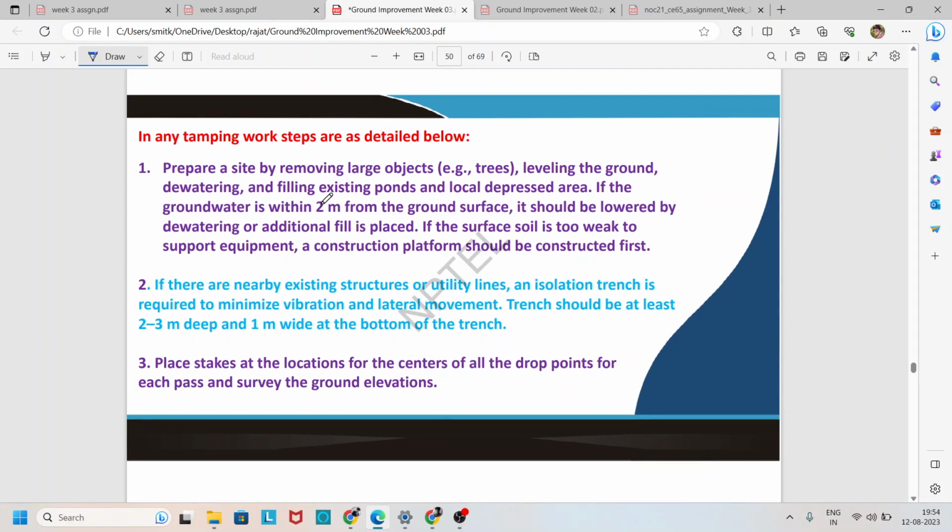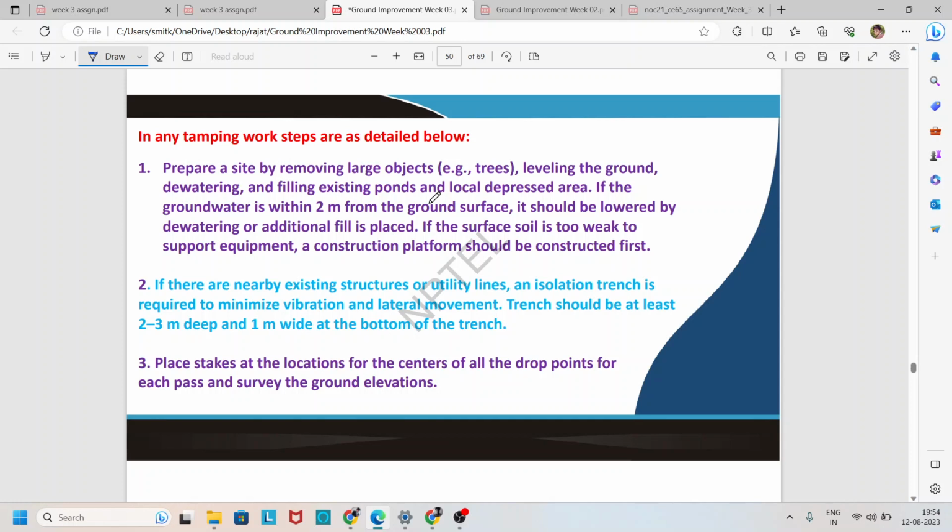So in the next step, it shows the tamping work, what we do in the field during the tamping work. The first step is that we prepare the site by removing the large objects. This is nothing but removing the trees and the like. Then, after that, we level the ground, dewater, and fill the existing pond and local depression areas. So like that, first we prepare the ground. In preparing the site, we remove the debris, remove large objects like trees, and after that level the ground.